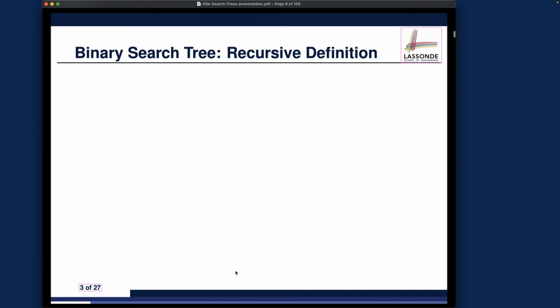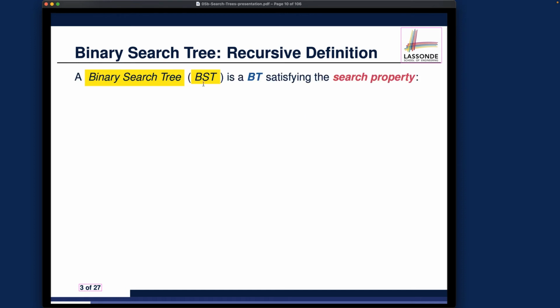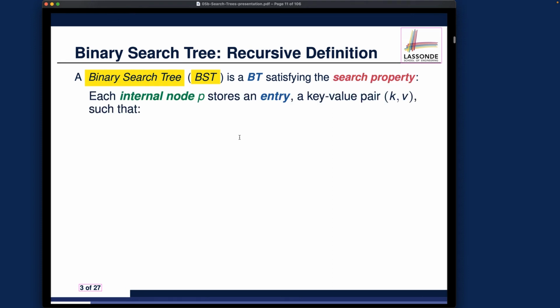Let's now talk about the recursive definition of the so-called search property on a binary tree. Let's now go over the bullet points to know about the definition, and we're going to exemplify the property on some example binary trees. A binary search tree, BST for short, is a binary tree satisfying the search property, which is defined recursively as follows. We want to say each internal node P stores an entry.